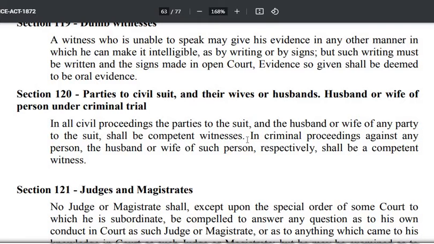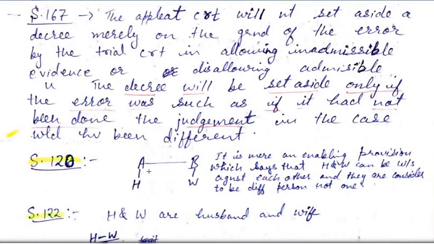And in the other part it is saying in all civil proceedings the parties to the suit and the husband or wife of any party to the suit shall be competent witnesses. Now suppose the civil suit is between A and B. Now suppose A is a lady and इसका husband है H और B की wife है, suppose he is a man W. Now can H be a competent witness for A or against A, or can W be the competent witness for B or against B?